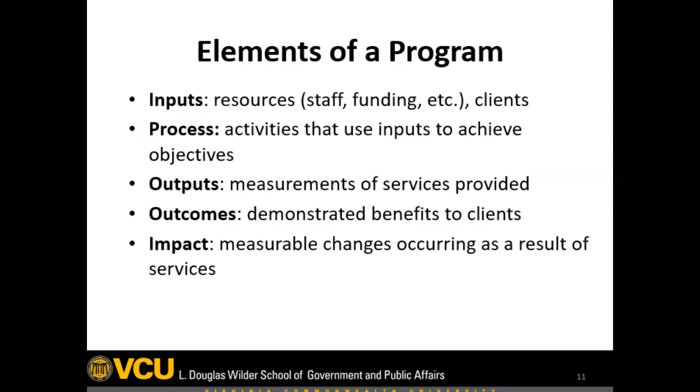Outputs are measurements of the services that are provided to program participants. Outcomes are the benefits to program participants. And finally, impact is a positive change that occurs as a result of a program. In the example of a reading program, the desired impact would be reading at a grade level or higher as a result of this program, which in turn positively impacts academic performance in other subjects and leads to lifelong love of reading.